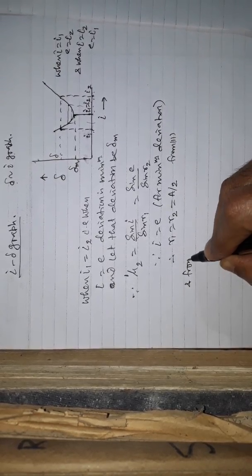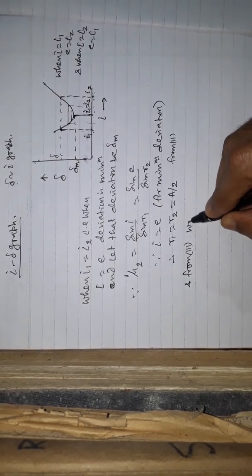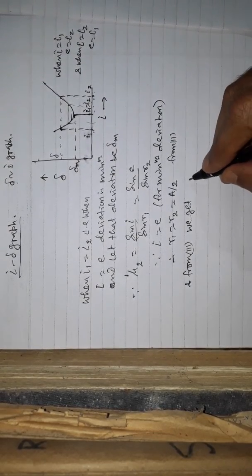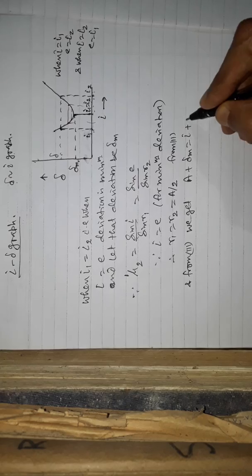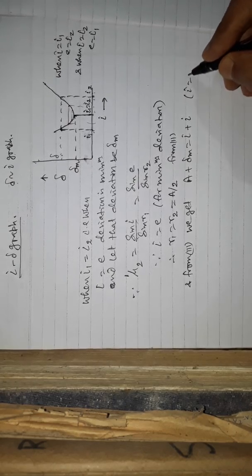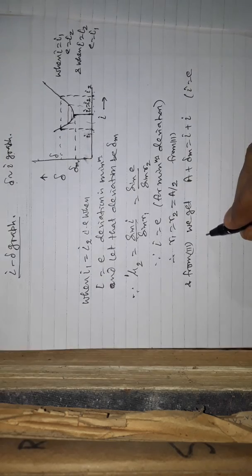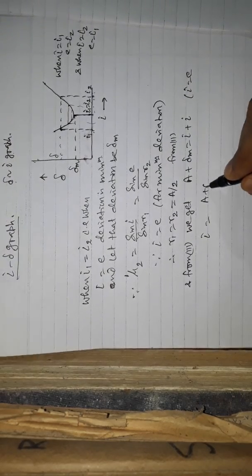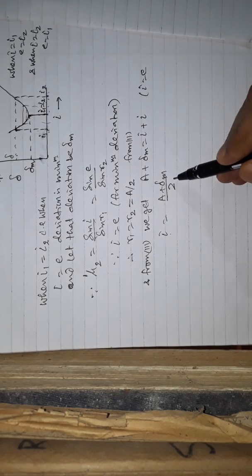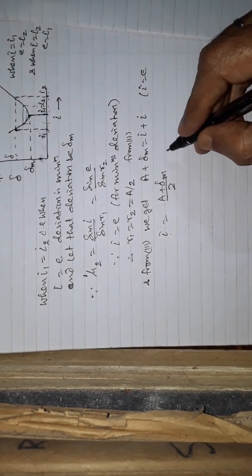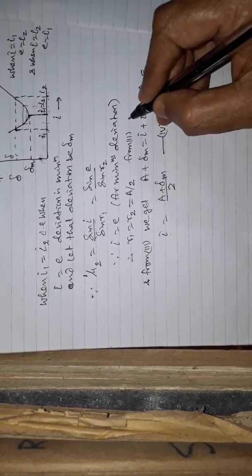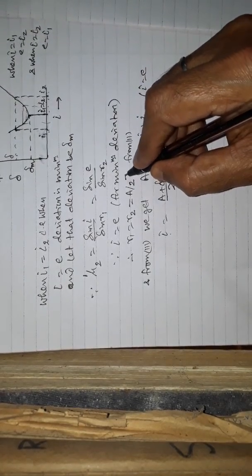And from third, what are we getting? This A plus delta m will be I plus I, since I is equal to E for minimum deviation. That means this I will be A plus delta m over 2. So this is the minimum deviation condition, and angle of incidence for minimum deviation. This is number 4, this is number 5.